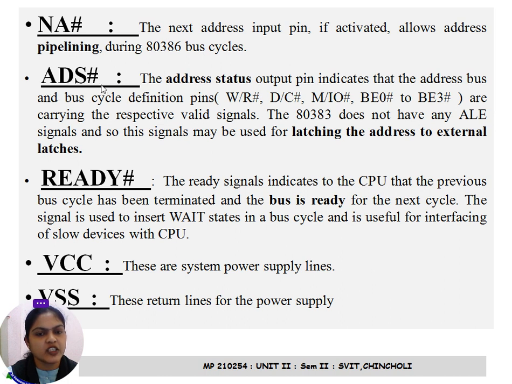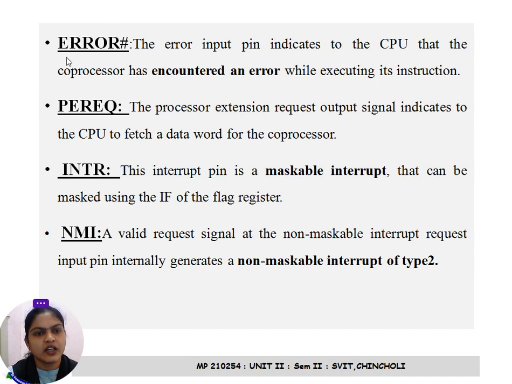Next is the ADS bar, which stands for address strobe or the address status pin, which is again an active low pin. Then next is the ready pin. When we send a low signal on this pin, it means our bus is ready for the next cycle. Then VCC and VSS are the supply line pins. Next, error. When there is a 0 on this line, it means some error is encountered in that chip.